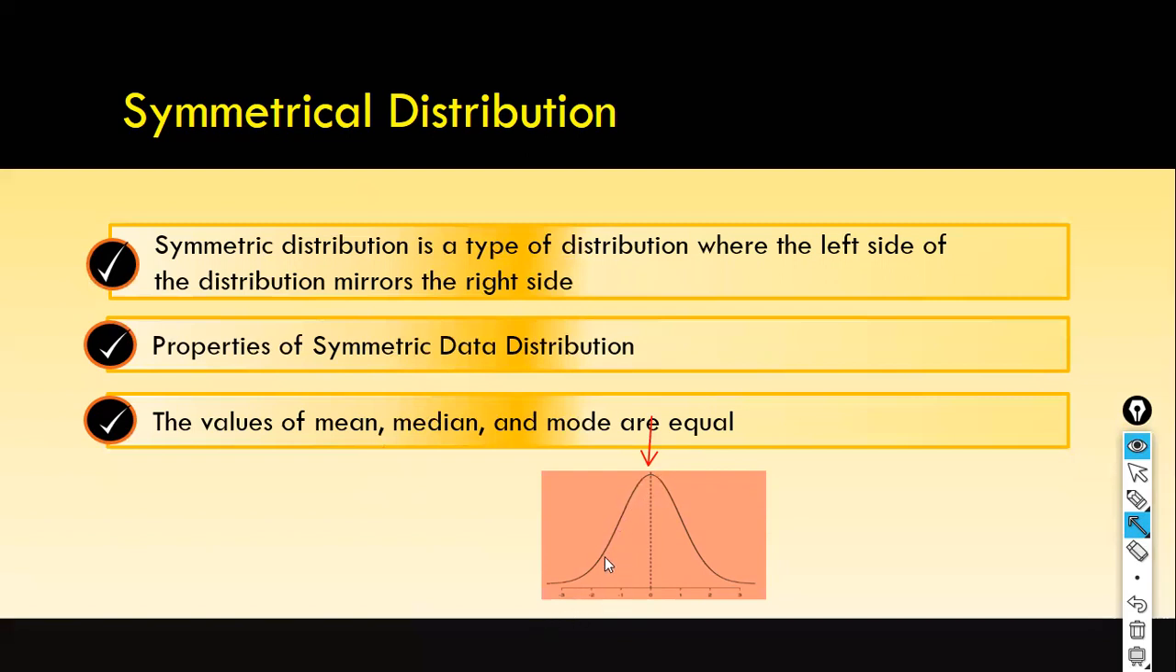Look here, the shape comes like this on this side, and here also it comes like this. So the normal distribution is the most common example of a symmetric distribution. That's all. Very simple one, right?